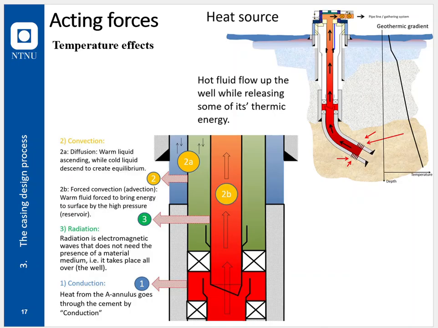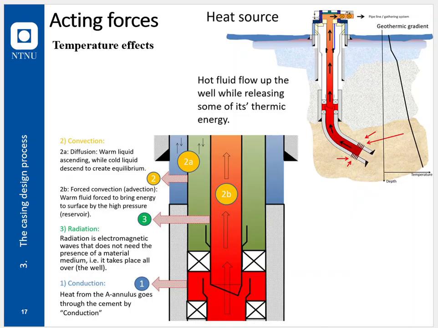Typically diffusion is when you heat up your annulus, and that warmer liquid would ascend while it changes place with the colder liquid at the bottom. So that is one, call it indirect or resulting effect of the temperature that is influencing the infrastructure in the well.